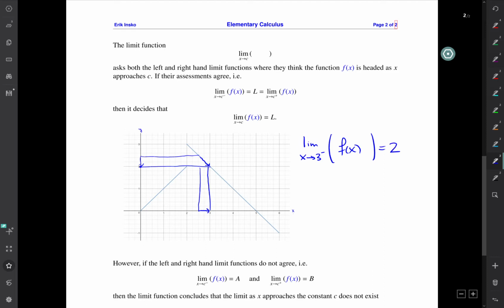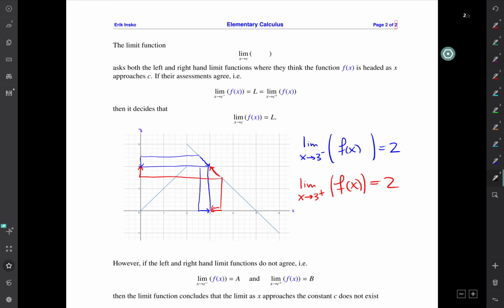Okay, and then the right-hand limit is going to look at the values as x approaches 3 from the right. So it's looking at these values over here, and it's focusing on the outputs as x approaches 3 from the right, and it looks like those values are going up towards the number 2. So it would report that it thinks the limit as x approaches 3 from the right is equal to 2. And then the overall limit function would ask both these functions, do they agree? And since they do, it would conclude that the limit as x approaches 3 of this function f of x must be 2, because the left and right hand limit both agreed.